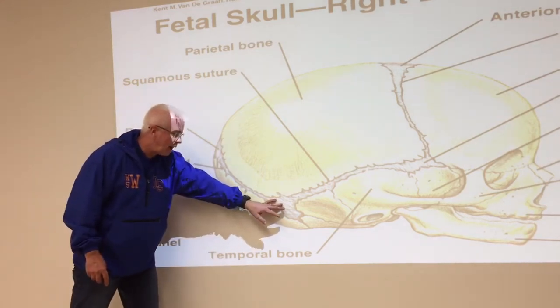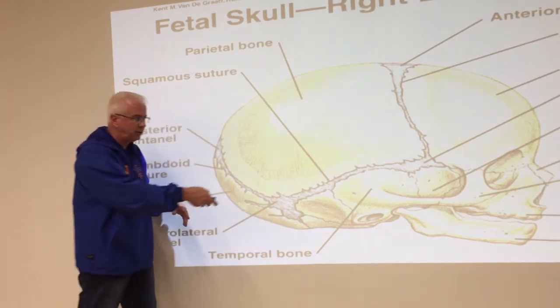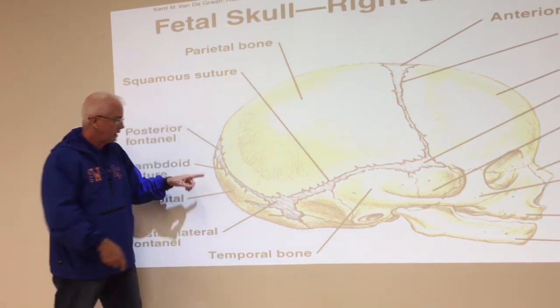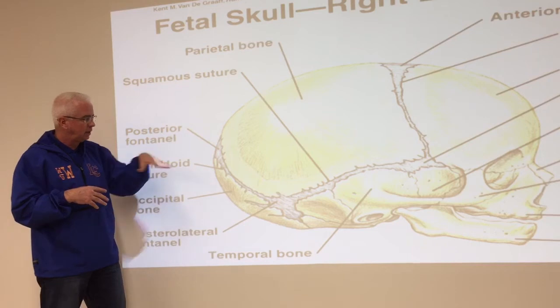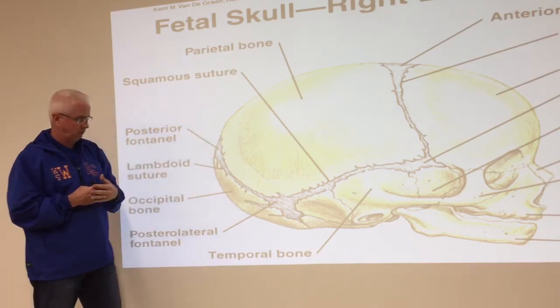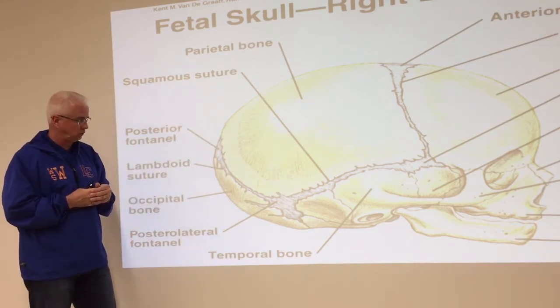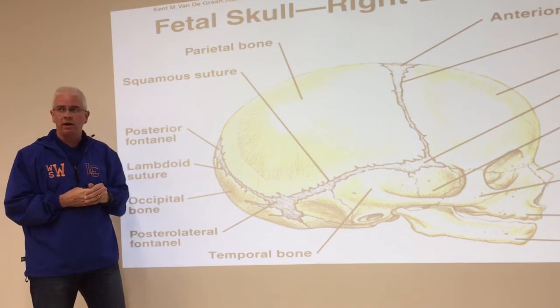Then working from that one, on either side, there's 2 of these, right? One on the right, one on the left. You work your way up to the posterior fontanelle, which sits at the junction of the lambdoid and sagittal sutures. Now, why are they here?